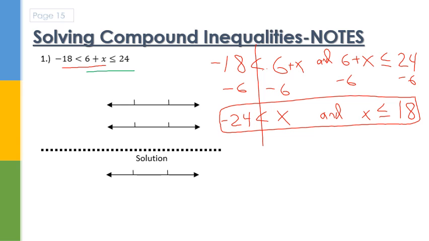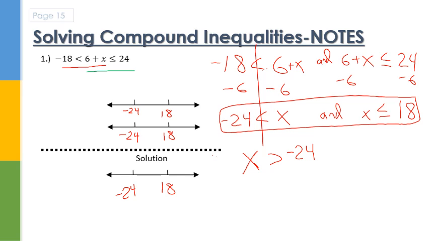Now, I don't like how this is written personally, so I'm going to flip it. I'm going to write x is greater than negative 24. And the question then, if you remember back to the last video, is which number is smaller? Well, the negative 24 is. So negative 24 goes on the left, and 18 goes on the right. It's important that we get the order correct here.